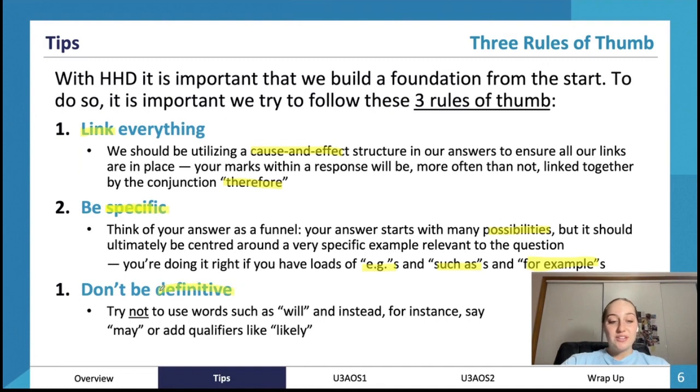Also, don't be definitive. This isn't really about giving definitions. This is more about how you answer a question. Health and Human is very much about society, how things work in the world, the health of the world. So you don't really want to say "this will happen," "this impacts," "this is going to do this," because everything is sort of up in the air. We're not 100% sure about everything. So try and use words such as "may" or "is likely" or "may impact," things like that, rather than "this will happen" or "this is going to cause this," because we're not 100% sure. You can't always assume that something will happen. We've got to keep it very brief and broad with the impact something might have.